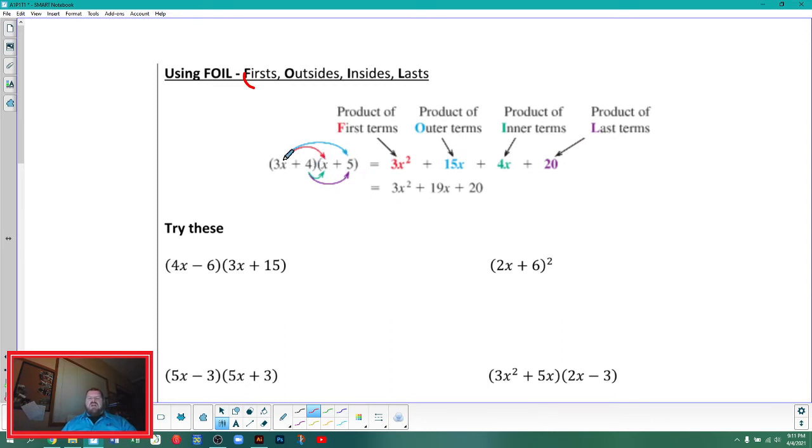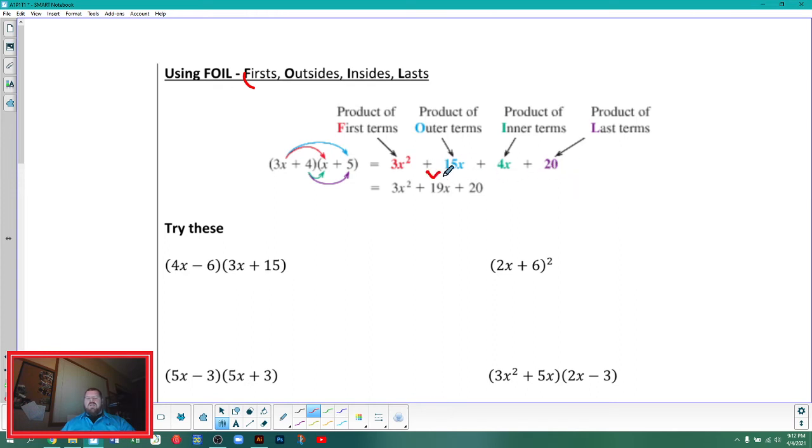The outside, so I guess backing up, 3x times 5 is 15x. The insides comes from the two that are right next to each other, but in different parentheses. 4 and x. 4 times x is 4x. And then lasts are the second term in each set of parentheses. It comes from the positive 4 and the positive 5. Those multiply to give me 20.